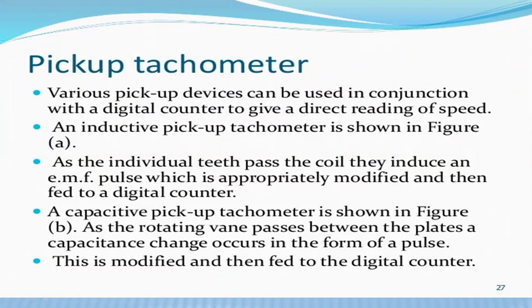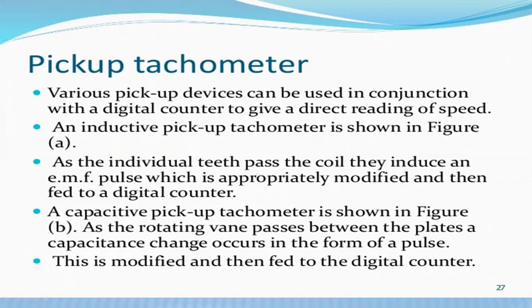The pickup tachometer is also a non-contact type of tachometer. It is used to measure speed. Various pickup devices can be used in conjunction with a digital counter to give a direct reading of speed. So with some of these devices we can calculate the speed automatically without contact. Without contacting the object, the speed is calculated very easily by using this type of tachometer.